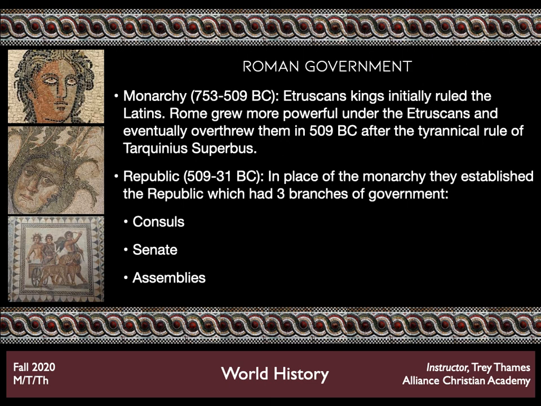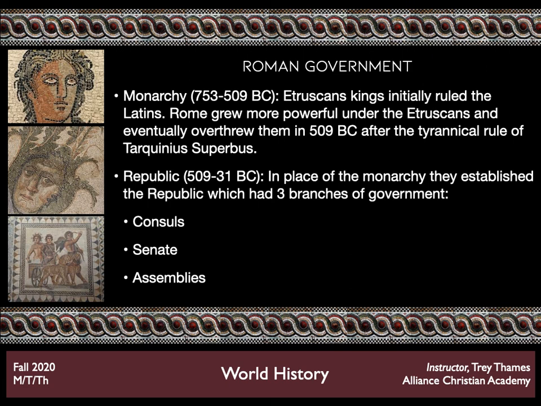Eventually, the monarchy will fall apart in 509. The Romans will get rid of the last Etruscan king, a guy by the name of Tarquinius Superbus. He was a very bad dude, a tyrannical ruler. And we're going to start, as I mentioned earlier, the Republic period, which is basically going to go from 509 to 31 or 27 BC, depending on when you want to date it.